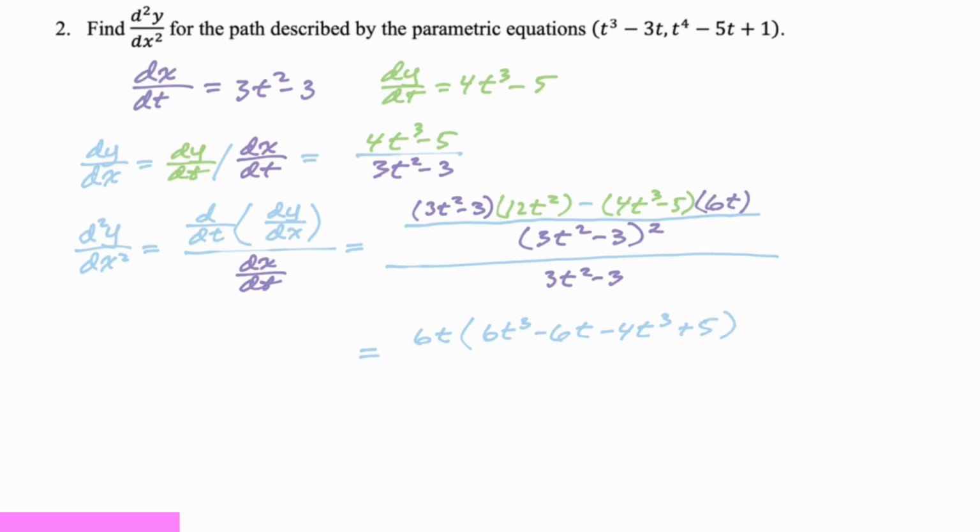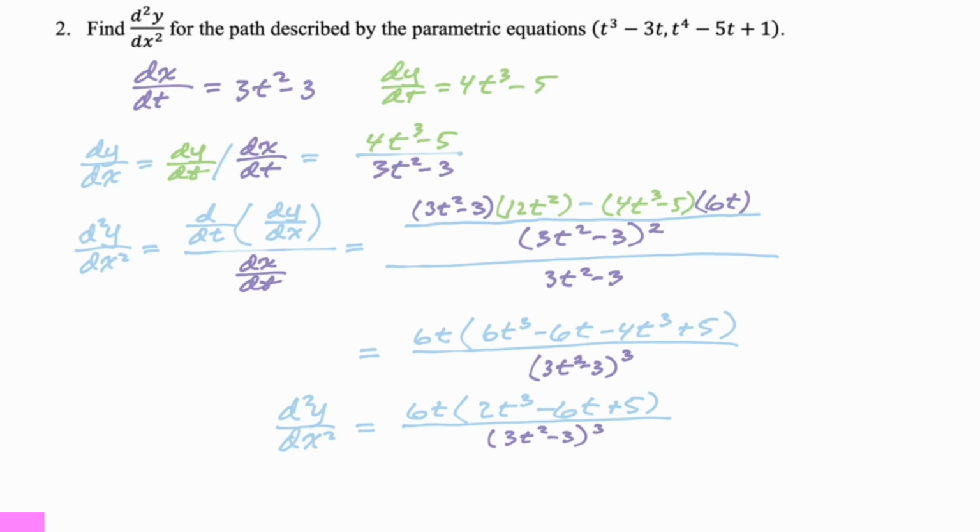And then all of this is over 3t squared minus 3 squared, and then divided by 3t squared minus 3. So overall, that's that thing cubed, all over the thing cubed. At this point, there's not much you can do except collect like terms. So are there like terms? Yeah, the t cubeds, right? So 6t cubed minus 4t cubed is just 2t cubed. It's the only simplification. We get this. That's our final answer. There is nothing more to this. That's the end of the problem set. I hope this was helpful, and good luck.